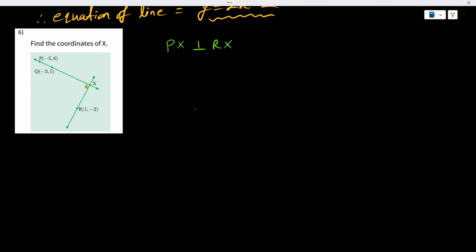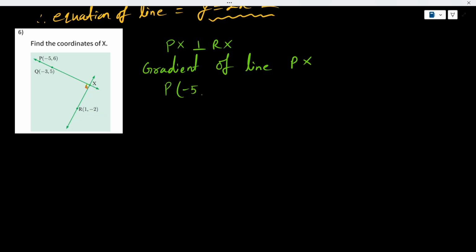Now what is given? How are we going to find out here? Using PQ. So can we find out here what is going to be the gradient of line Px? How to get it here? P and Q are both part of Px.